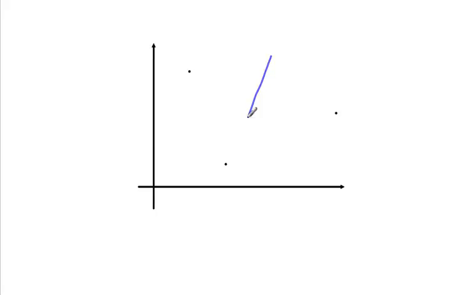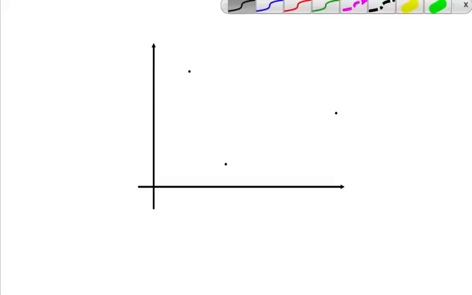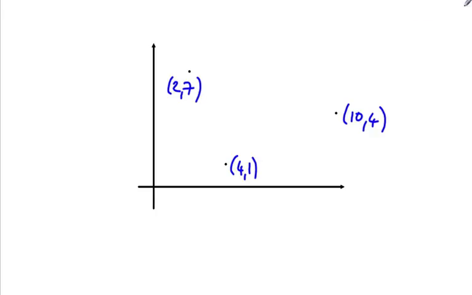Okay, so if that's the case, I would take these points, which are, let's just put the numbers in, 4, 1, 10, 4, 2, 7. Nice whole numbers, make it absolutely basic to work out. And so let's work out the gradient of this guy here. What's the gradient of that one?